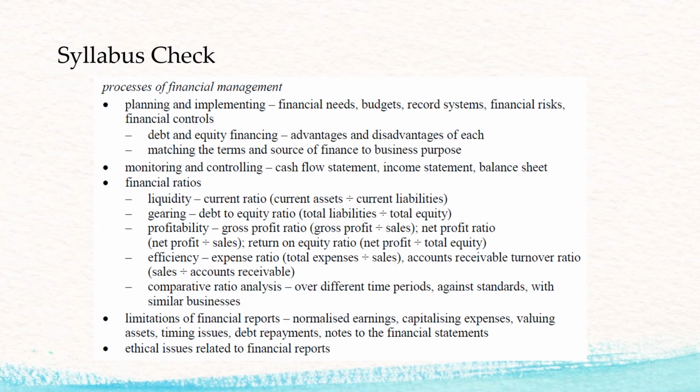This is the first section of the processes of financial management, and we're specifically looking just at this main dot point here, planning and implementing, and the steps are financial needs, budgets, record systems, financial risks, and financial controls. You can find these two points in two other separate videos.